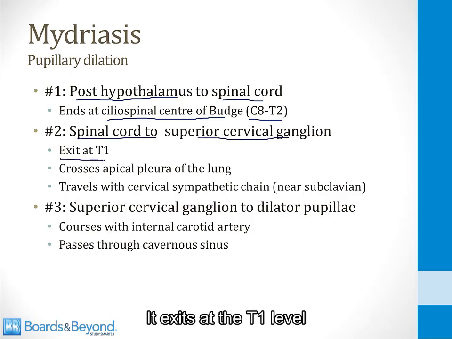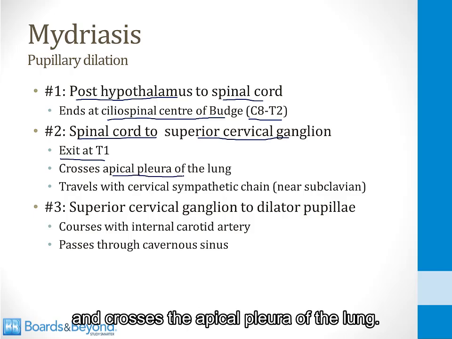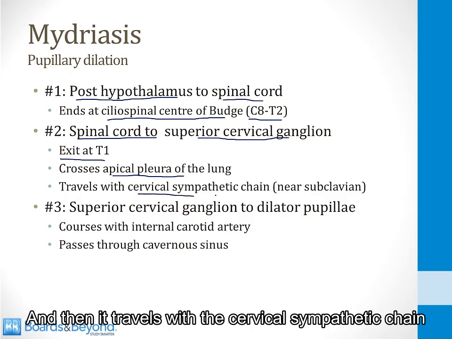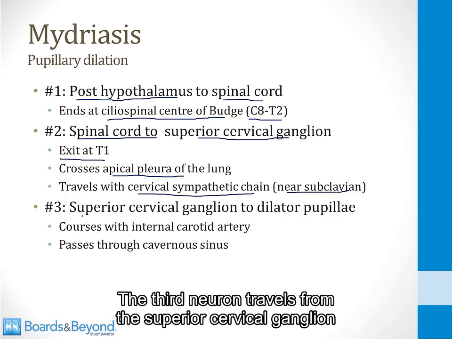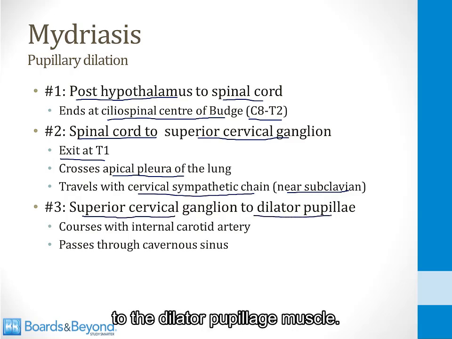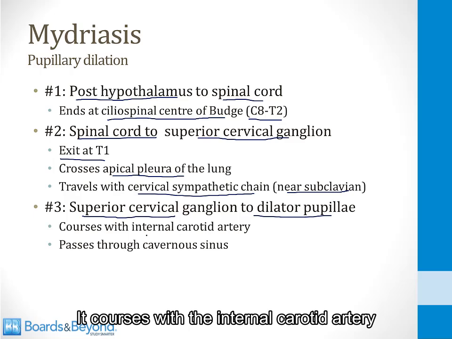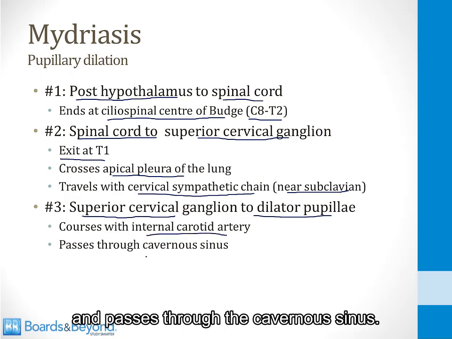It exits at the T1 level and crosses the apical pleura of the lung, and then it travels with the cervical sympathetic chain near the subclavian artery. The third neuron travels from the superior cervical ganglion to the dilator pupillae muscle. It courses with the internal carotid artery and passes through the cavernous sinus.